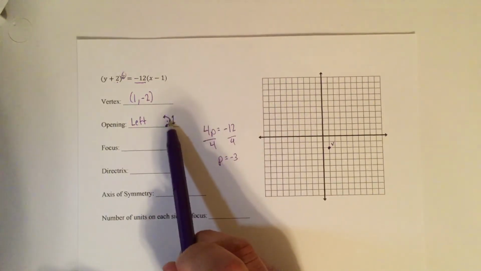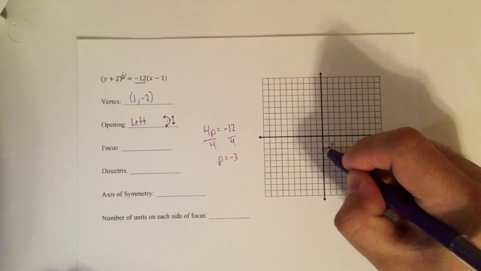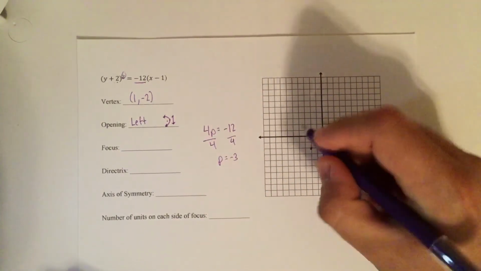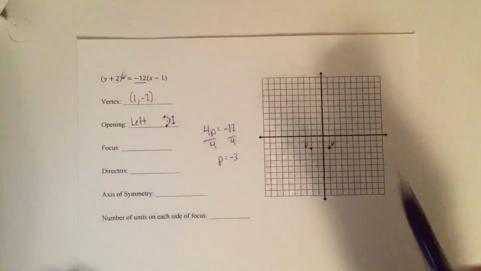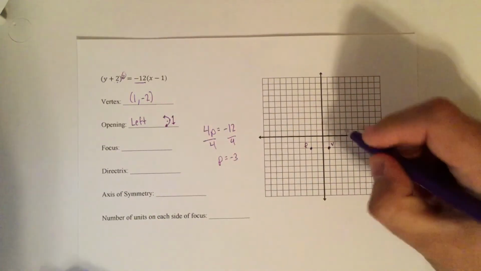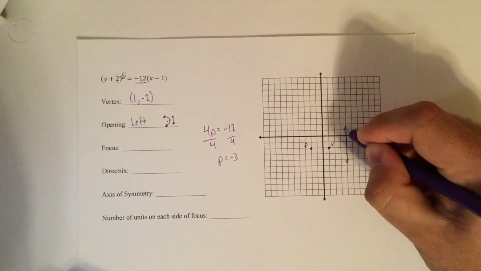So right here, my vertex is right here. The focus is to the left, 3 units. So 1, 2, 3. Let's put an F for focus. And then the directrix is to the right, 3 units. 1, 2, 3. And I'm going to draw this line. Remember, it doesn't matter how long you make it. I make mine pretty short.